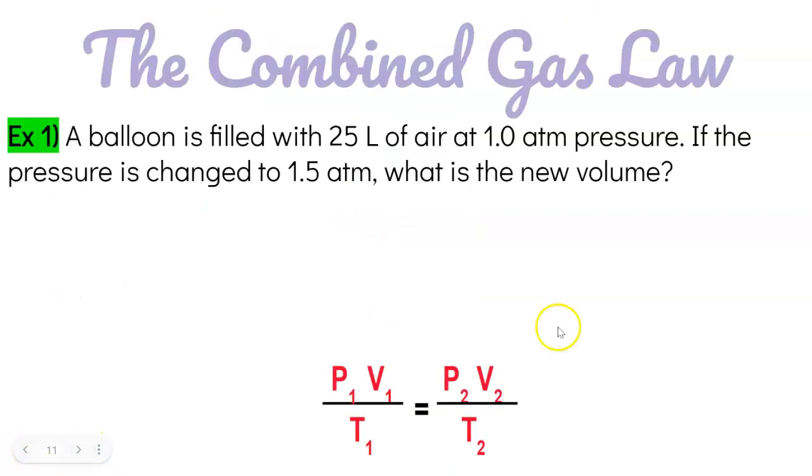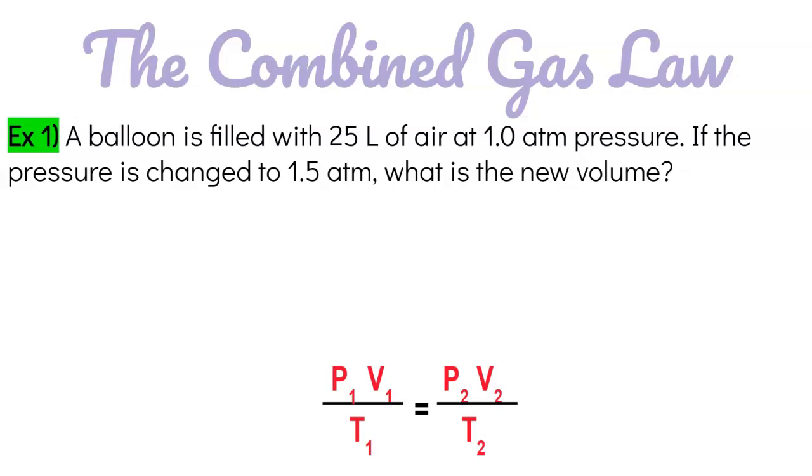Okay, so let's take a look at an example. It says a balloon is filled with 25 liters of air at 1 atmosphere pressure. Now that's at standard pressure. There's something called standard temperature and pressure, which is 1 atmosphere and 273 degrees Kelvin, okay? So that is something to keep in mind. I would make a note of that somewhere.